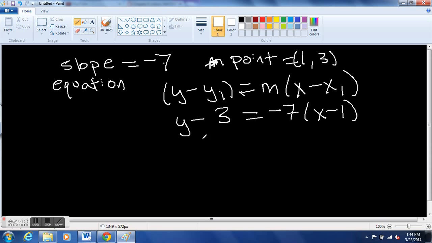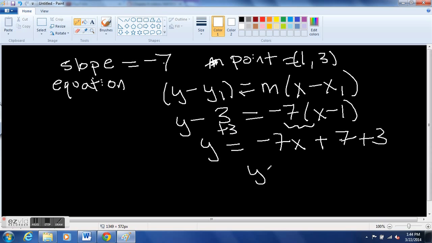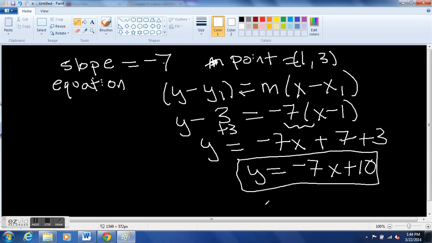So we have y equals negative 7x plus 7 plus 3. Where'd the plus 3 come from? Over here. I added 3 to both sides. So this equals y equals negative 7x plus 10. So this is the equation of the line tangent to the curve at the point x equals 1. Equation of tangent line. You like that? Tangent line.